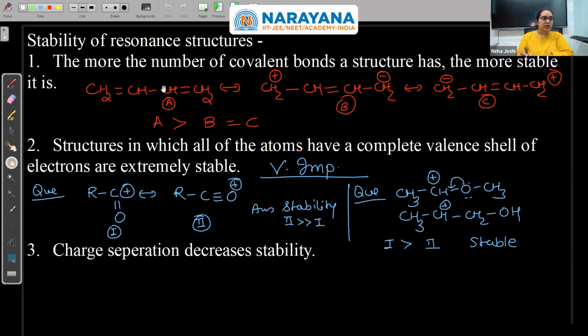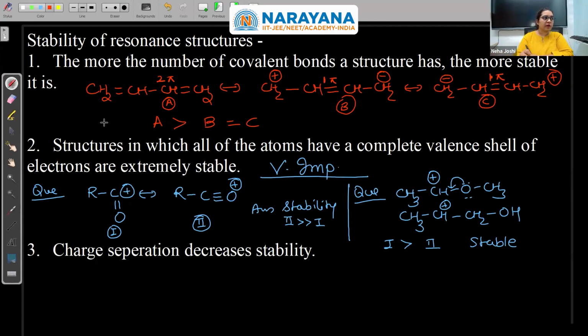See here, you have sigma. If I leave, sigma will remain fixed. So I leave 1 pi, 2 pi. So here I have 2 pi bonds. Whereas if I come here, I have only 1 pi bond. The other is broken and is converted into charge. Same here, 1 pi bond.